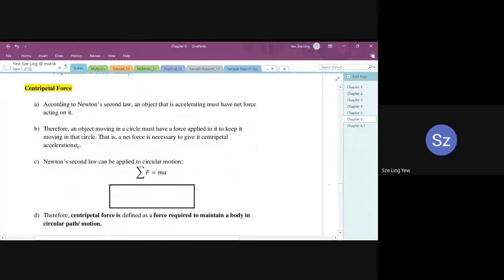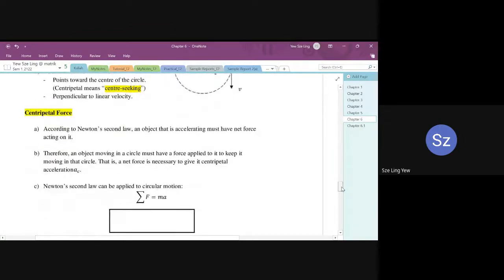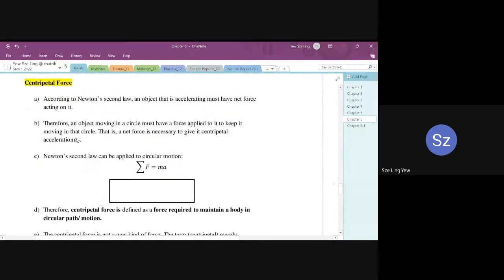For calculations, you just have to know the equation. In 6.2, we are going to focus more on how to form equations, and I will go through the definitions quickly. According to Newton's second law, when an object is accelerating, it must have a net force acting on it. Therefore, an object moving in a circle must have a force applied to it to keep it moving in a circle, and this force gives it a centripetal acceleration.